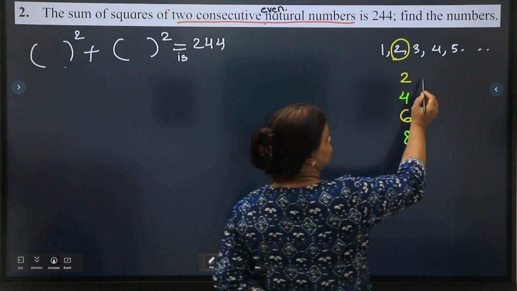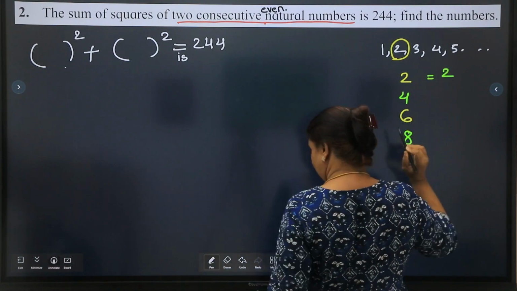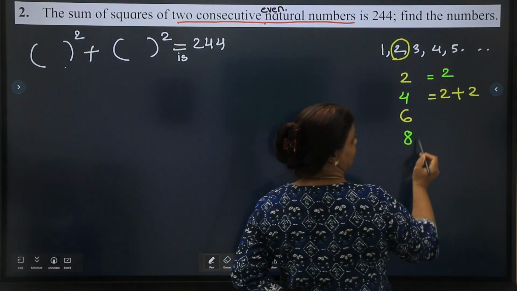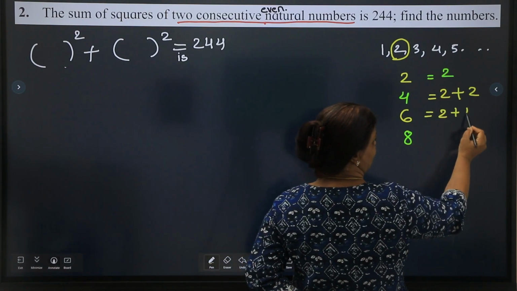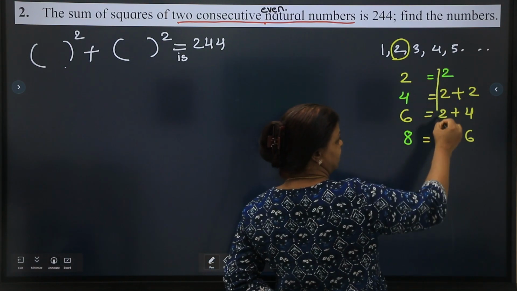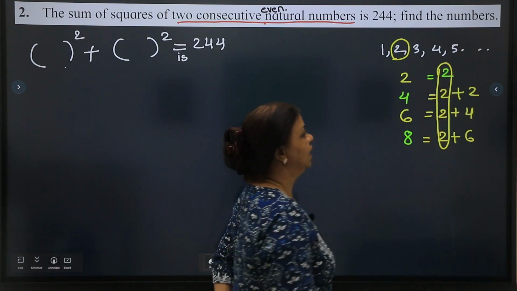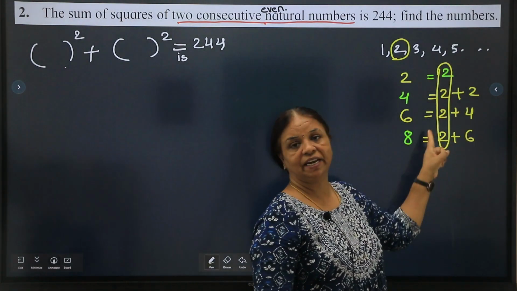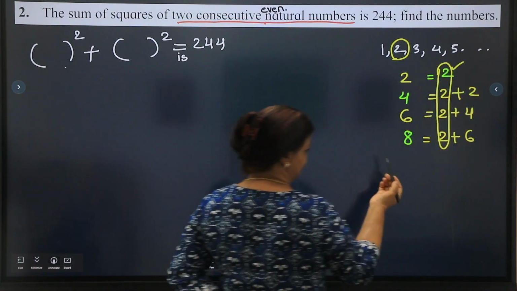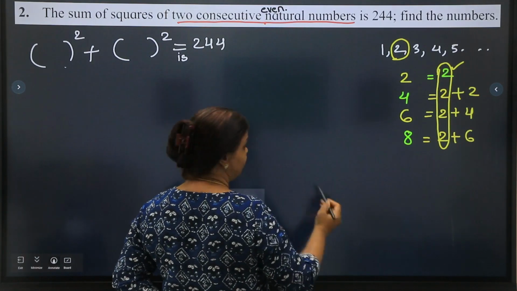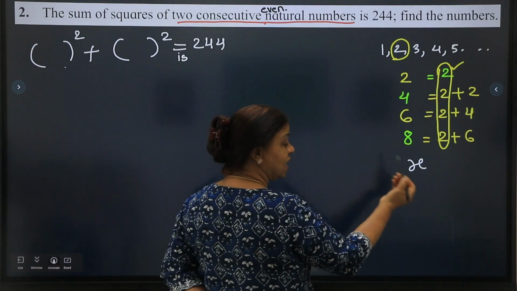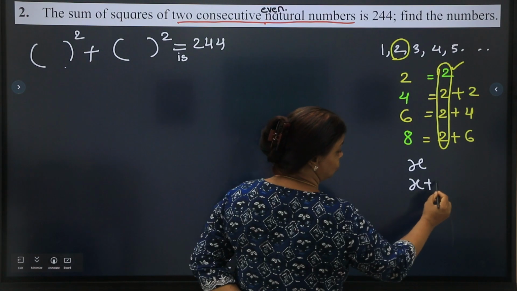If my first number is 2, then the second number would be 2 plus 2, the next would be 2 plus 4, and the next 2 plus 6. So if I add 2 each time, I get the consecutive even natural number. So I assume the number is x, it may be any number. Suppose my first number is x. Then my second consecutive even natural number would be x plus 2.